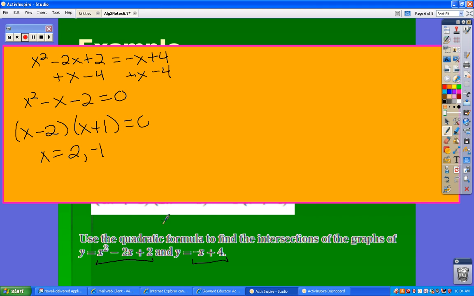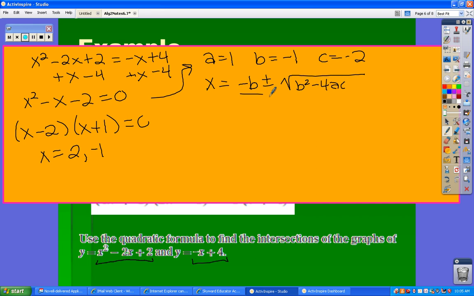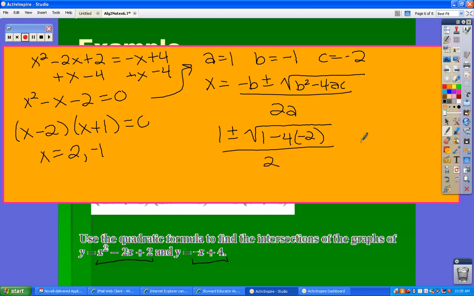But the directions did say to use the quadratic formula, so we are going to go ahead and do that. We'll start up here. A equals 1, b equals negative 1, c equals negative 2, x equals negative b plus or minus square root b squared minus 4ac all over 2a. Okay, opposite of b is just 1, plus or minus square root of b squared is 1, minus 4 times negative 2, all over 2a, which is just 2. 1 plus or minus square root of, this is going to be positive 8, this is square root of 9 over 2. Square root of 9 is 3.